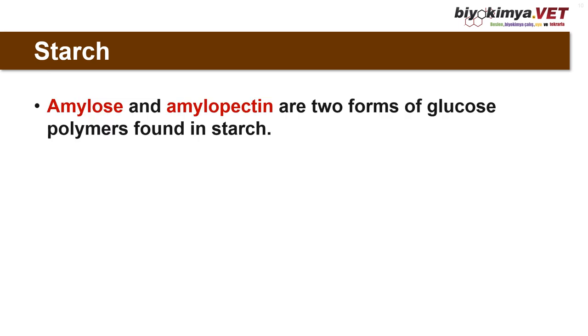Amylose and amylopectin are two forms of glucose polymers found in starch. So this means there are two distinctive parts or types of starch, amylose and amylopectin. Don't confuse them with the enzyme amylase. Amylase is an enzyme, but it relates to starch: it is the hydrolytic enzyme of starch. Amylose is a form of starch. Amylase is an enzyme that catalyzes the hydrolytic cleavage of glycosidic bonds in amylose and amylopectin, which we will look at later.